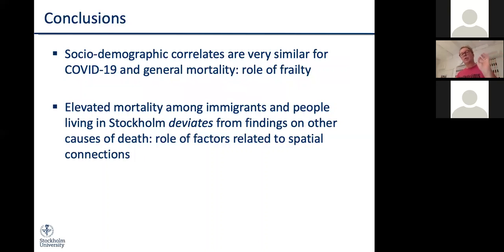So the socio-demographic correlates are very similar for COVID-19 and general mortality. This suggests that general frailty matters for how you can cope with the corona and how you can cope with survival in general. So there you have the same pattern. But if we look at the pattern for immigrants and people living in Stockholm, then there are different patterns. Some of you are geographers, so for you this could be an interesting finding, that the role of factors related to spatial connections might come out in the corona mortality situation.